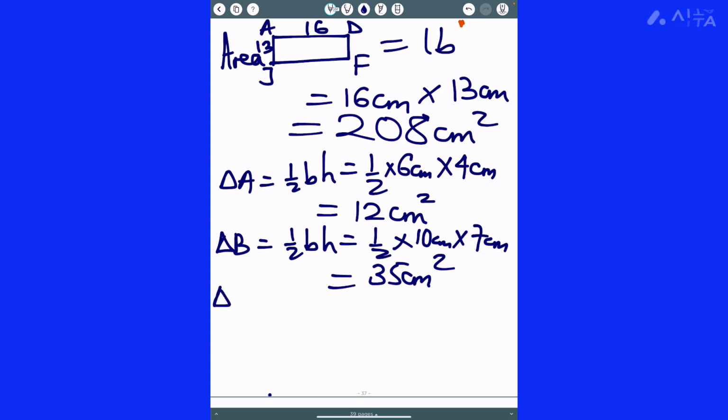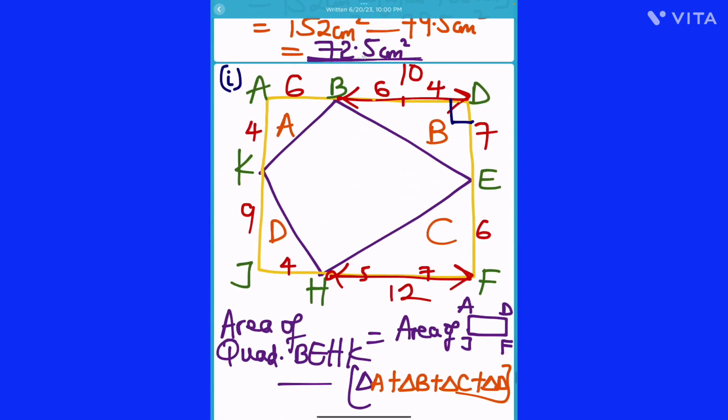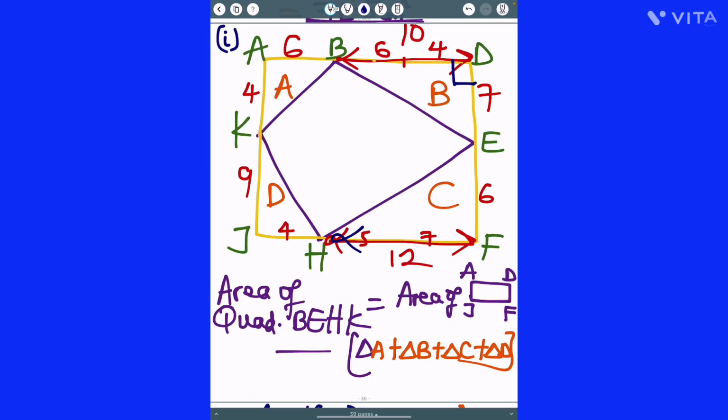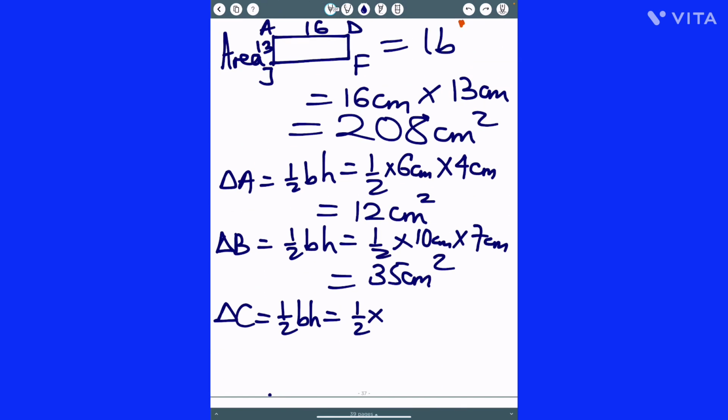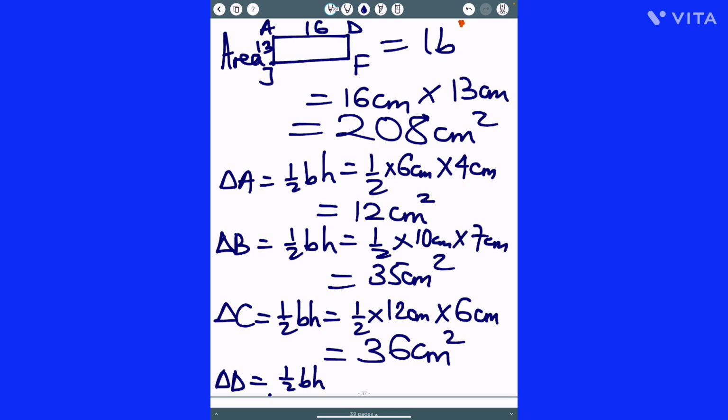Let's go for area of triangle C. Area of triangle C is also half base times height. Half base times height here is half times the base, which is 12, as you can see. The height is 6, as you can see. So half times 12 centimeters times 6 centimeters. That's 36 centimeters squared.